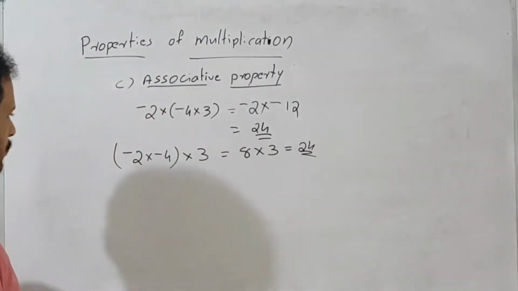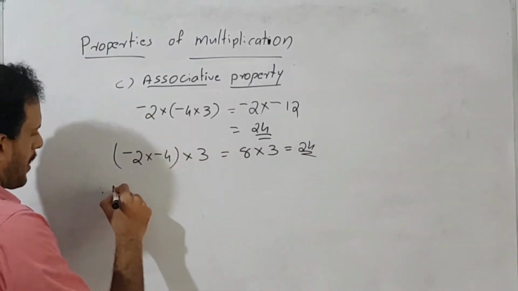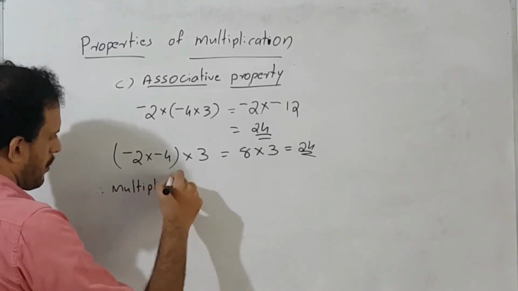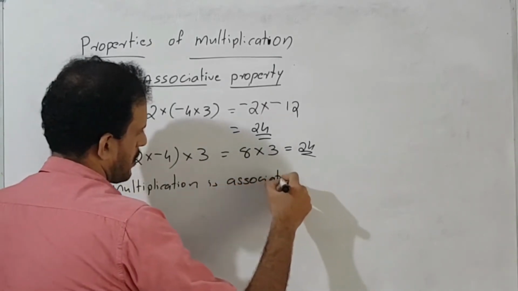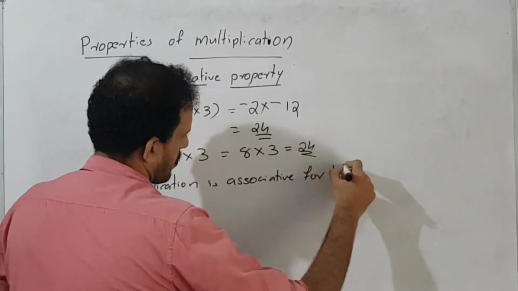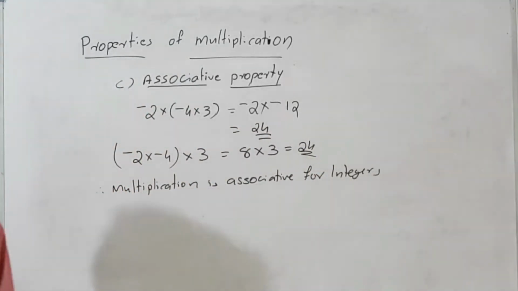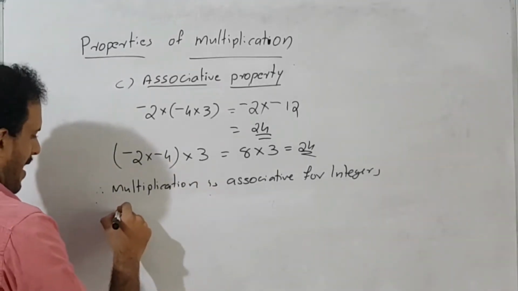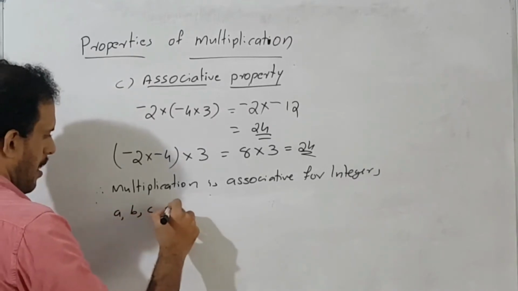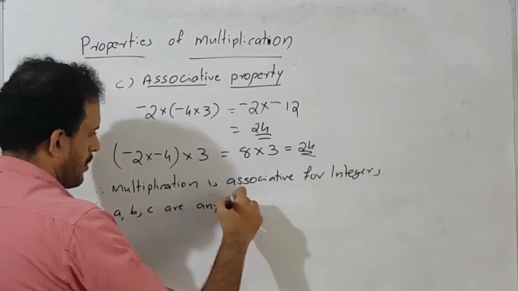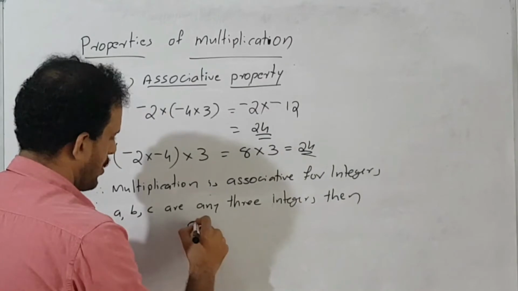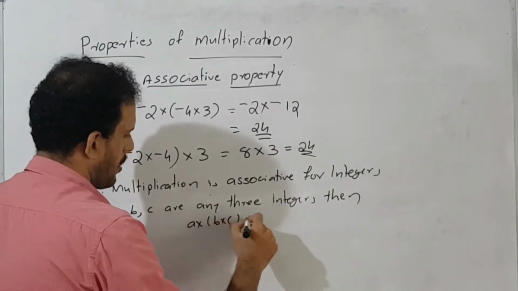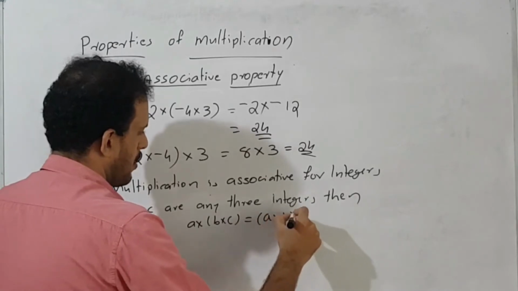We conclude, therefore, multiplication is associative for integers. How do we generalize? We generalize like this: if A, B, C are any three integers, then (A into B) into C is equal to A into (B into C).